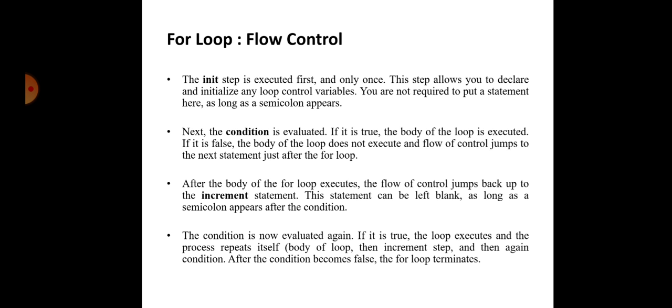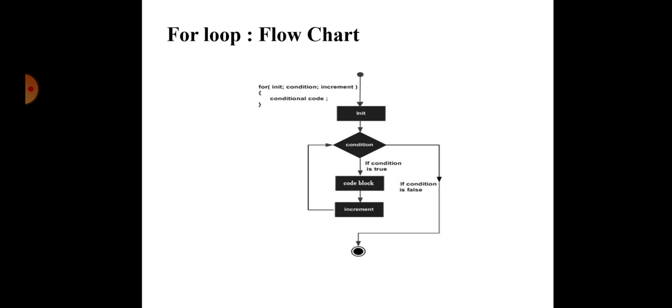Again, the condition is now evaluated. If it is true, the loop executes and the process repeats itself. So body of the loop, then increment step, and then again condition. After the condition becomes false, the for loop terminates. That is the for loop. Now you can see here there is a flow chart. There is a for loop, a condition, an increment, and whatever conditional code there is, you write in the flower bracket.